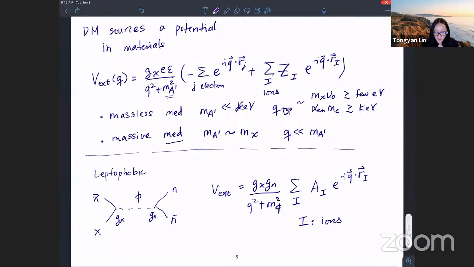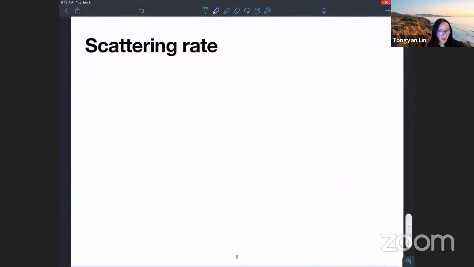All right, so I've introduced now two possible mediators and the kinds of external potentials that they introduce. And so let me sketch out now how the scattering rate is computed in the material. And I'll draw an analogy with the calculations that we looked at yesterday for dark matter nucleus scattering.